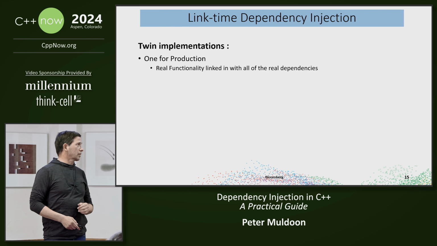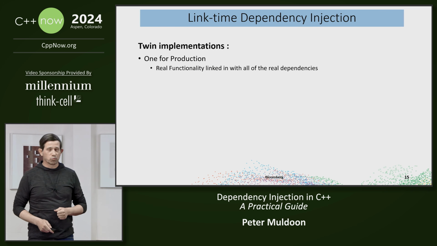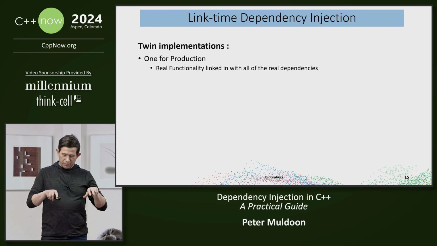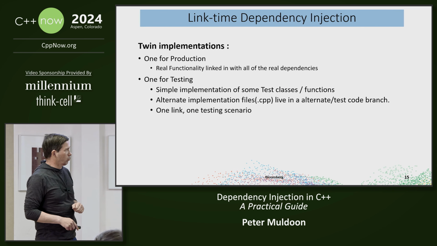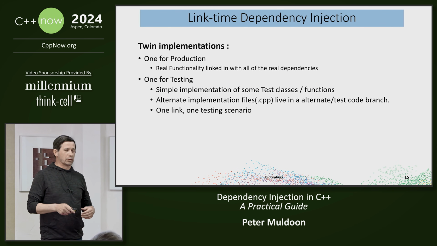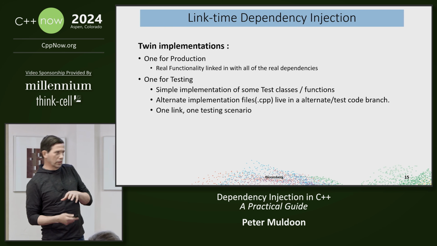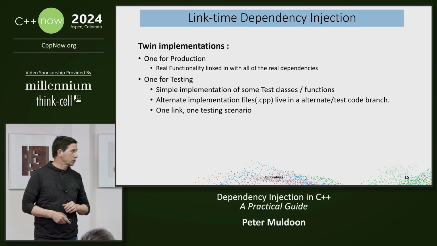So what does that look like? Well, you're going to have twin implementations, one for production with all the real functionality in it. You'll have one for testing, which will be some sort of simpler one, with less dependency pulling in for the pieces you're pushing in.